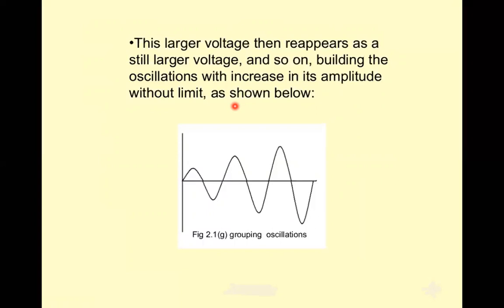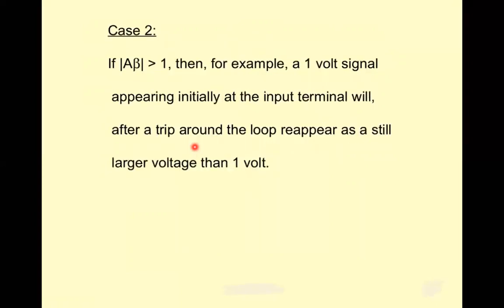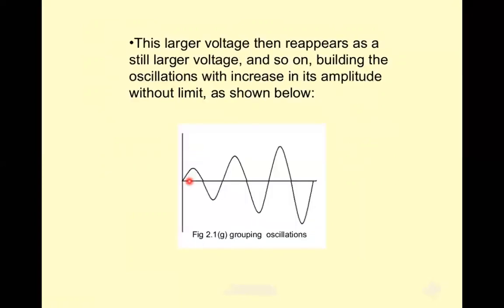So the output of the oscillator, when the condition is mod of A beta greater than 1, is in this form. There is no stability of amplitude at this particular frequency. These are called growing oscillations.